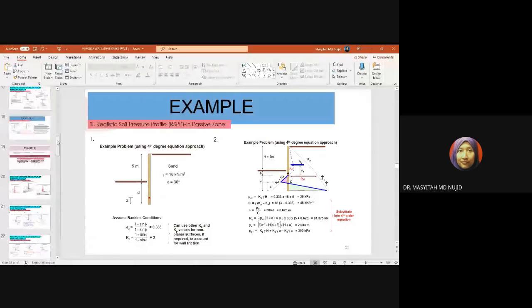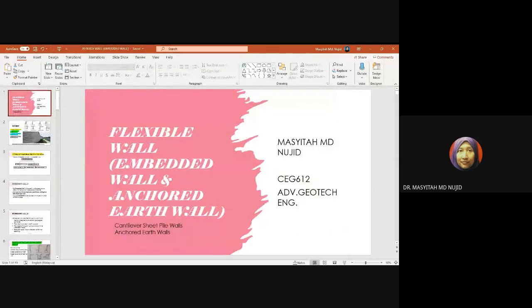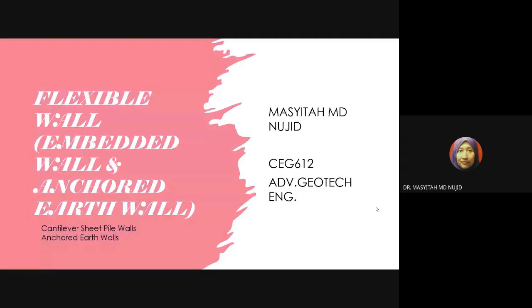So we start the class with looking at our content. As you can see from the lesson plan, chapter 2 will be on flexible retaining wall. The flexible retaining walls covered for this topic are embedded wall and anchor earth wall.